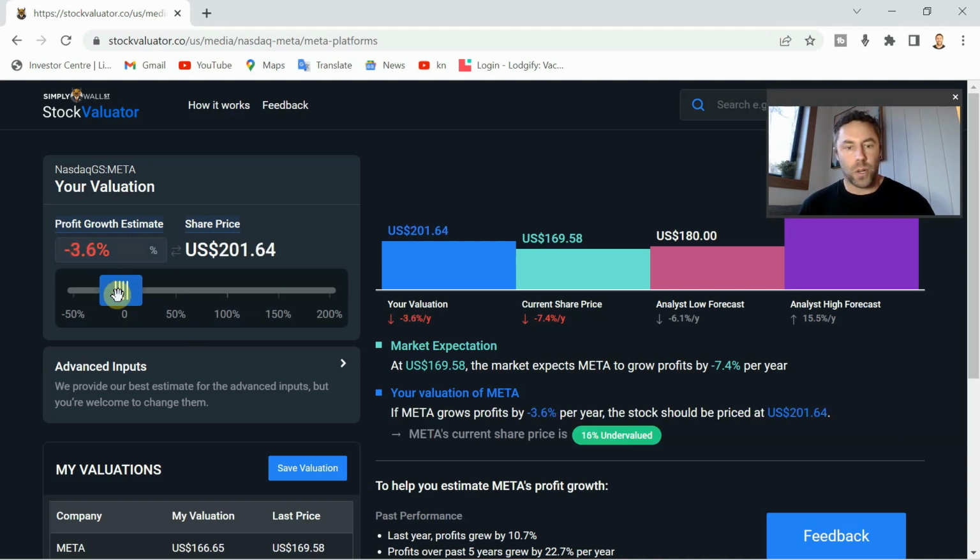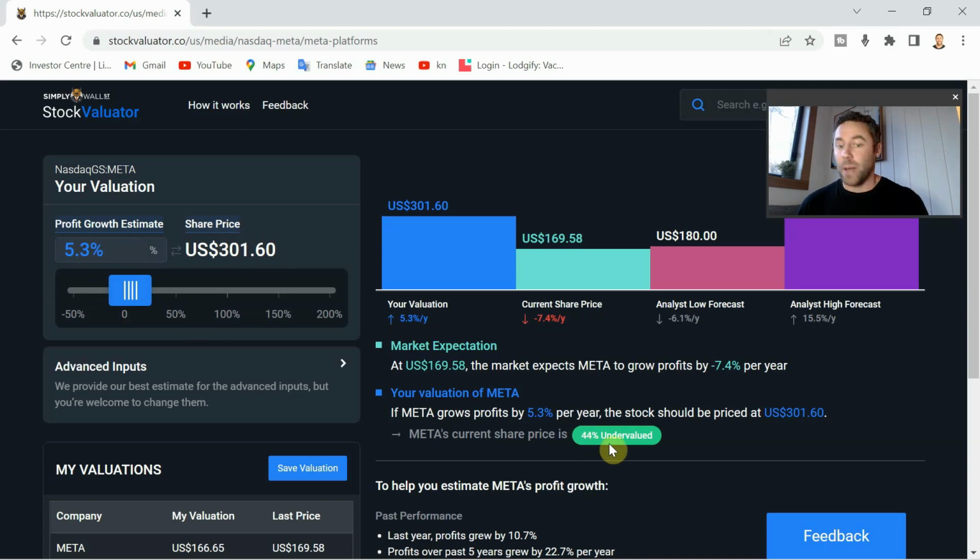So let's say you think profits are going to decrease by only 3.6% here, then currently the shares should be trading around $200. Now let's say you think, no, I think profits are going to grow by maybe 5.3%. Then the share price should be sitting around $300, currently making it 44% undervalued here.